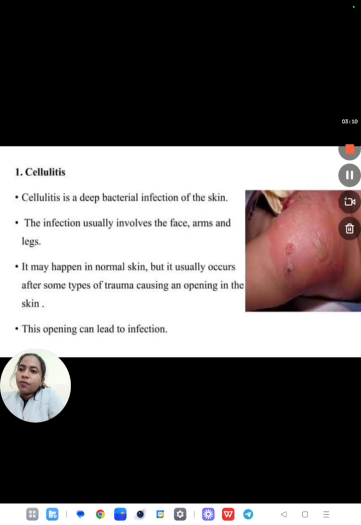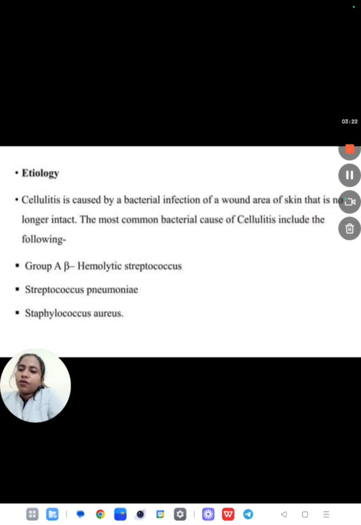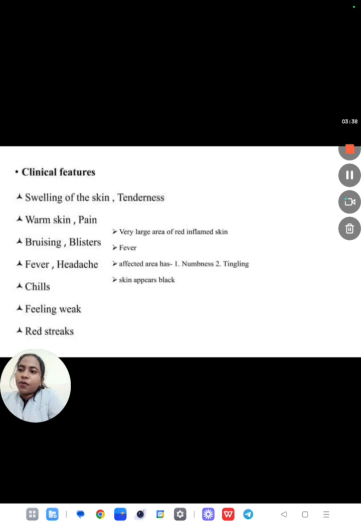Moving to cellulitis, which is a deep bacterial skin infection, usually occurring on the face, arms, and legs. It may happen in normal skin, but it usually occurs after some type of trauma opening the skin. This opening can lead to infection. Etiology: it is caused by bacteria infecting a wound area of the skin that is no longer intact. The most common bacteria causing cellulitis include group A beta hemolytic streptococcus and Staphylococcus aureus. Clinical features: swelling, warm skin, pain, bruising, blisters, fever and red streaks will be there.